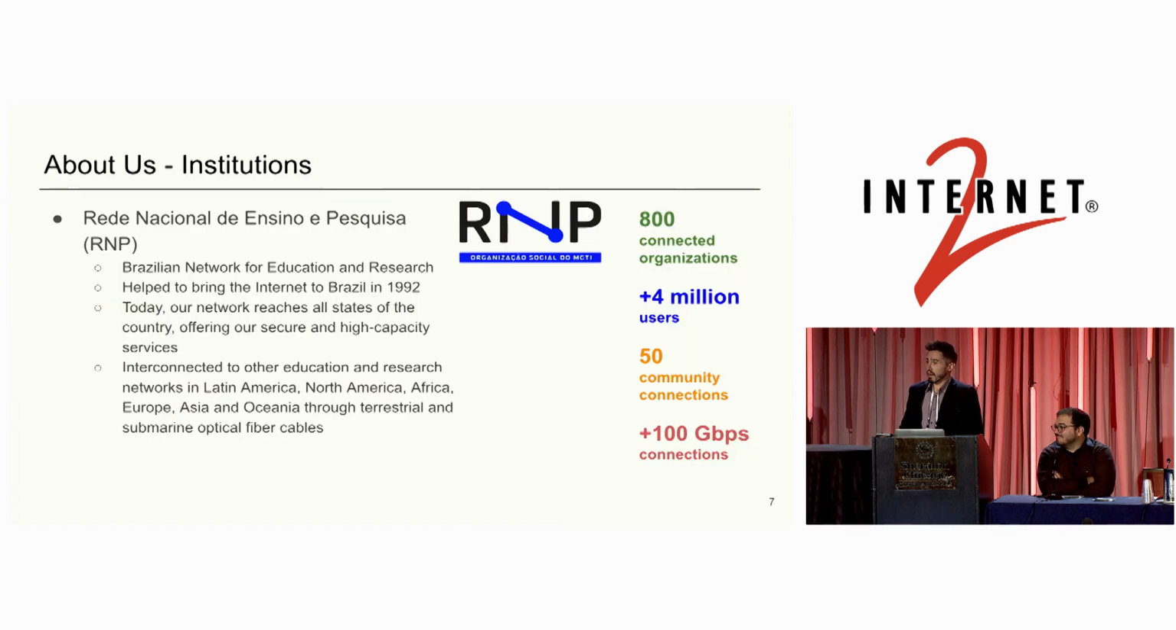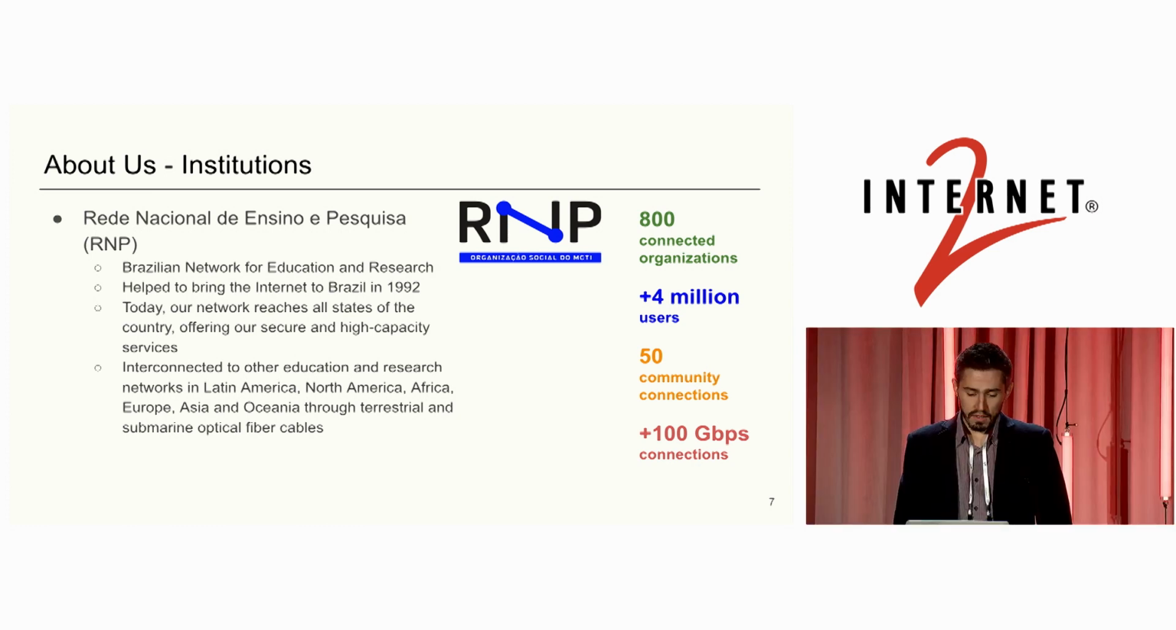So, well, a little bit about our institutions. As I said, I'm from the Brazilian National Research and Education Network, and it is basically the organization that helped to bring the internet to Brazil in the early 90s. Today, our network reaches all states of the country, offering secure and high-capacity services. We are also interconnected to other education and research networks in Latin America, North America, Africa, Europe, Asia, and Oceania through terrestrial and submarine optical fiber cables. Here are some of our numbers. We have around 800 connected organizations, more than 4 million users, 50 community connections, and connections over 100 gigabits per second.